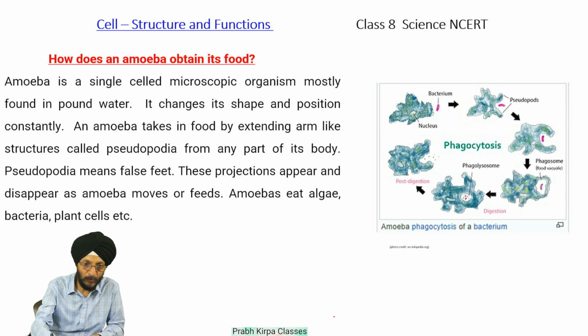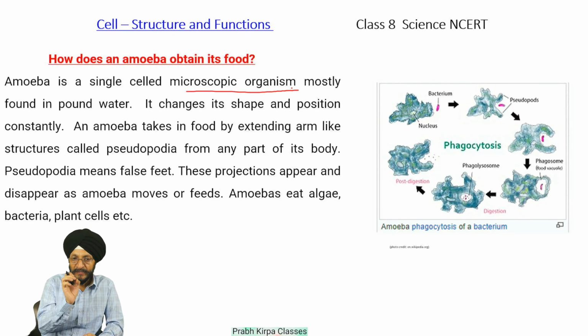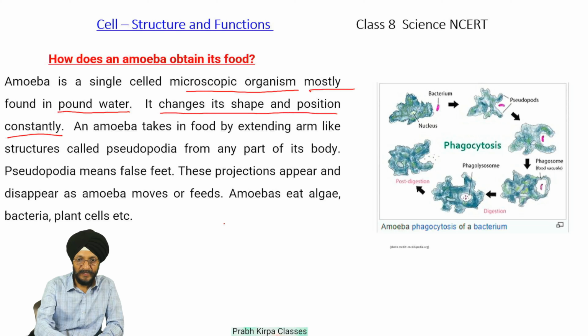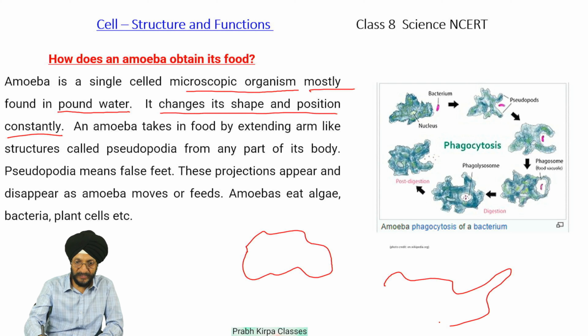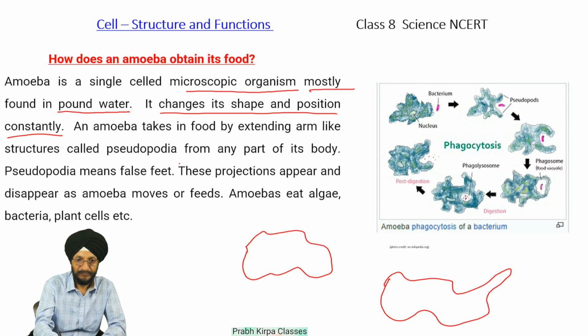Now, the question before us is, how does an amoeba obtain its food? Amoeba is a single-celled microscopic organism. Microscopic means that organism which can be seen only with the help of a microscope. This organism is mostly found in pond water. It changes its shape and position constantly. Sometimes its shape may be this, other time its shape may be this. It goes on changing its shape and position.